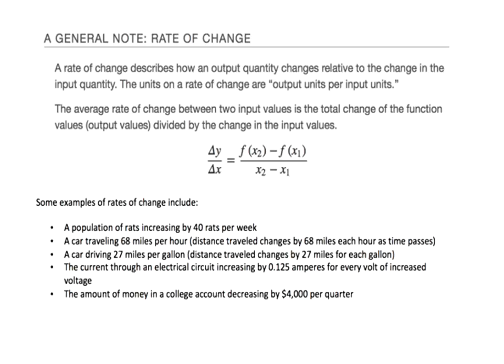So the technical definition is a rate of change describes how an output quantity changes relative to the change of that input quantity. The units on rates of change are output units per input unit. Average rate of change between two input values is the total change of the function values, the output values, divided by the change of input values. If you look at this formula for rate of change, bells and whistles might be going off in your head that it looks a heck of a lot like slope, and that's because it is.